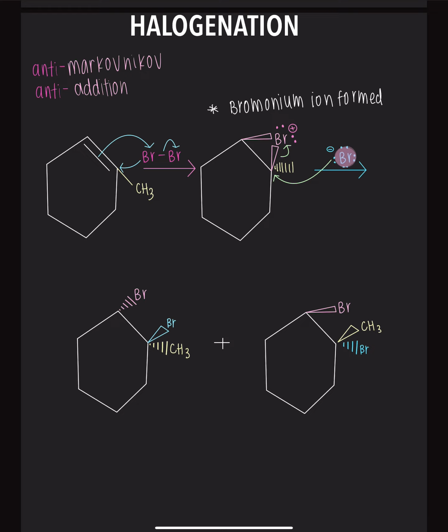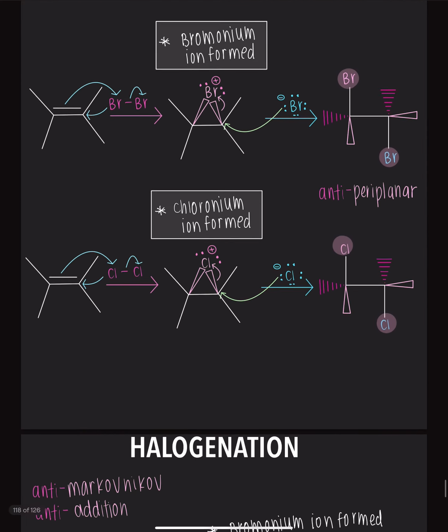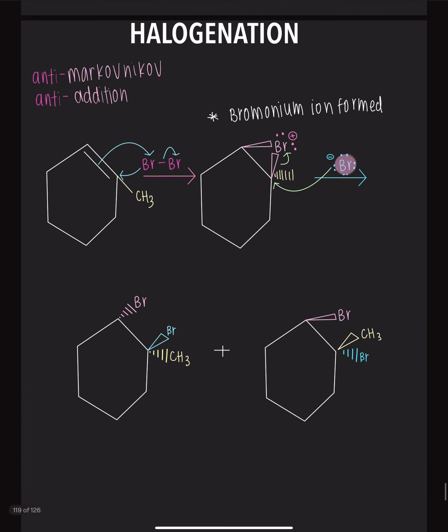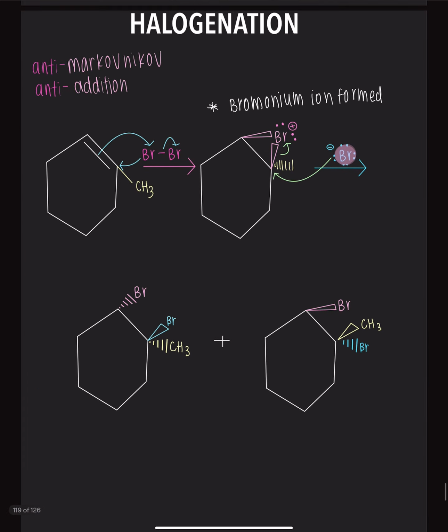Also notice that you're forming enantiomers. Here, I didn't form enantiomers. I just showed you the antiperiplanar position. And if you notice, you have enantiomers here because you have chirality, and that's why you have chiral centers. So, one more thing to notice.